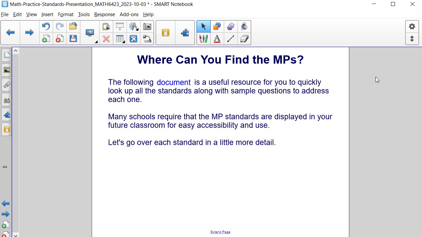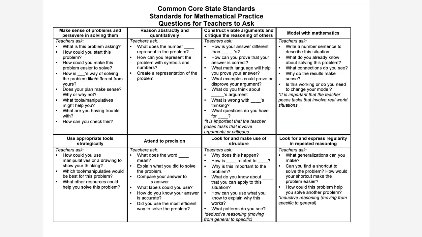Some of you may be asking, where can I find the mathematical practice standards? Well, the following document is a useful resource for you to quickly look up all of the standards along with sample questions to address each one. So if you click the word document in the PDF attachment, it'll open a sample PDF with different questions in them. So it has each standard listed.